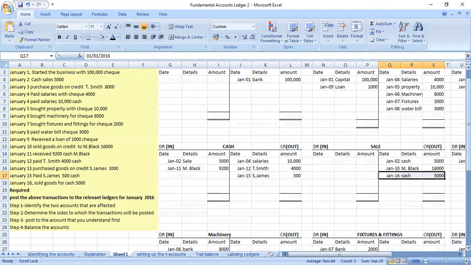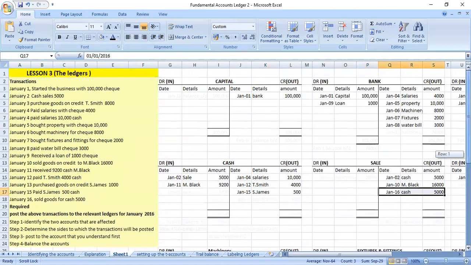We now need to insert this information in our cash account. So let us put that information in our cash account. It's January 16th, sales, $5,000, right? And it simply means that we received $5,000 on January 16th for the sales of goods.